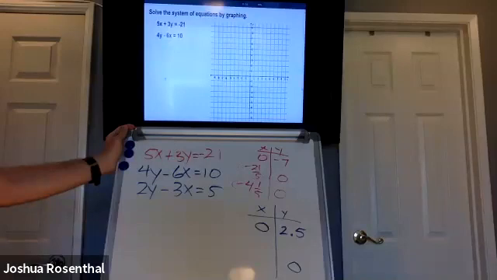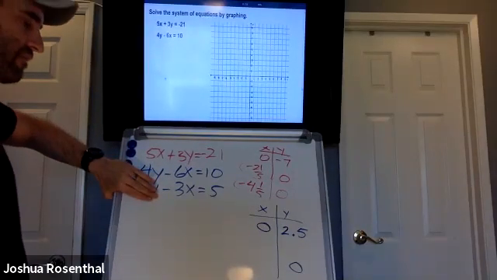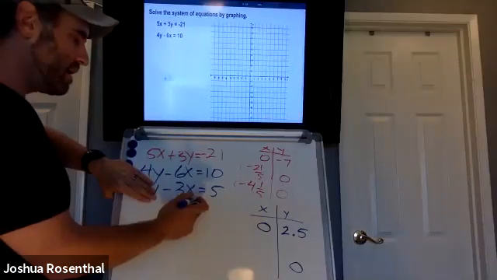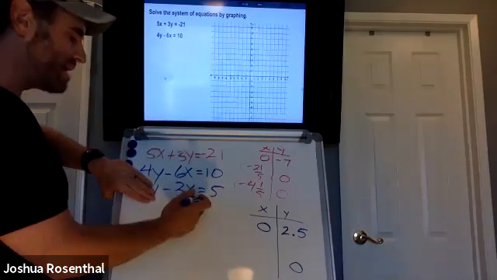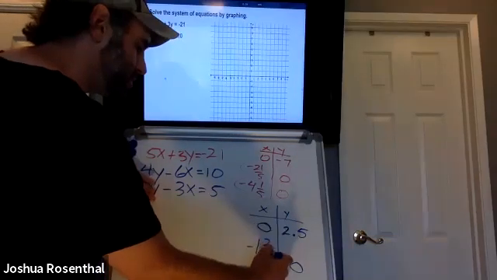What happens when y is 0? I get negative 3x equals 5. I divide by negative 3, right? And I get negative 5 over 3, or negative 1 2/3.